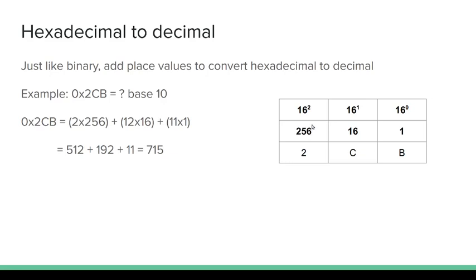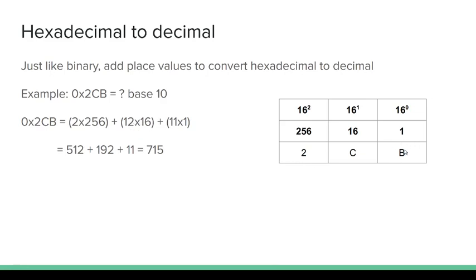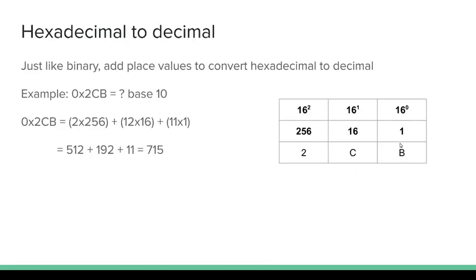So to convert this number 2CB to decimal, we have to multiply 2 times its place value, 256. Add to that C times its place, which is 16. Now, we can't multiply C times a number, so we have to remember that C is 12, and we multiply 12 times 16. And then B, we have to remember that B is 11, and then we multiply 11 times 1. So we have 512 plus 192 plus 11, and that gives us 715. And if we had a larger number, then we would just have to multiply it by increasing places, and we would get a very large number very quickly.